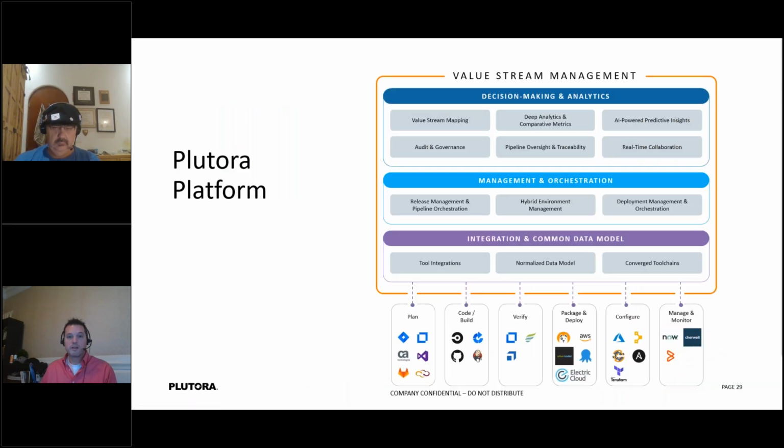What Plutora does is we are a value stream management platform. We sit as a SaaS-based solution that integrates into your current delivery tool chains, pulling that data in and normalizing and correlating the data together. We have management orchestration on top of that, allowing you to ensure standardized processes with everything, and really to take the workload off of individuals that are trying to do this stuff manually, enabling you to do this at scale and enabling you to do it for autonomous teams or legacy teams.